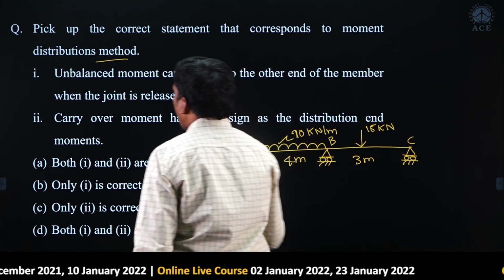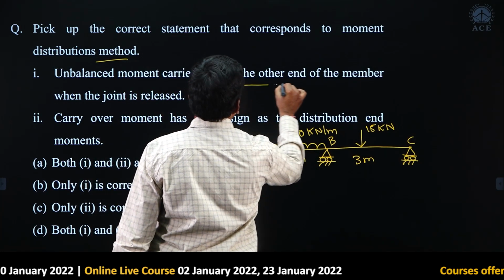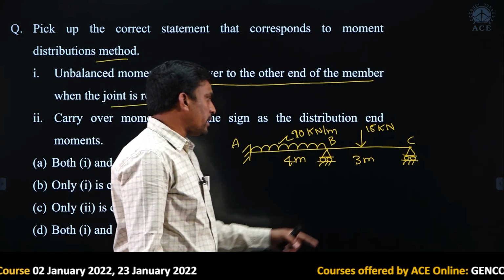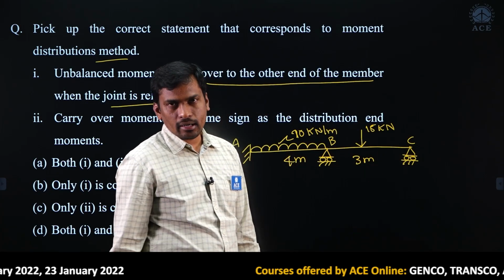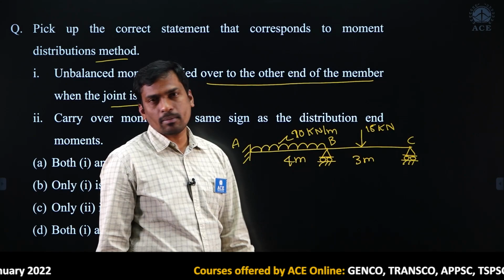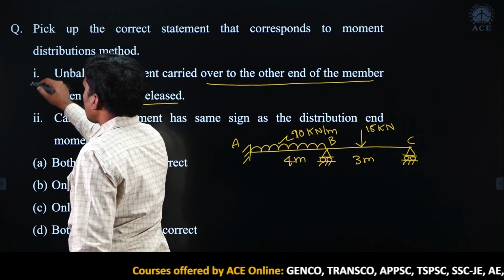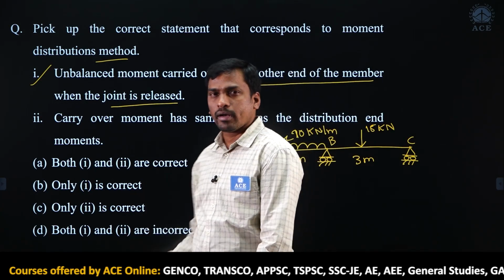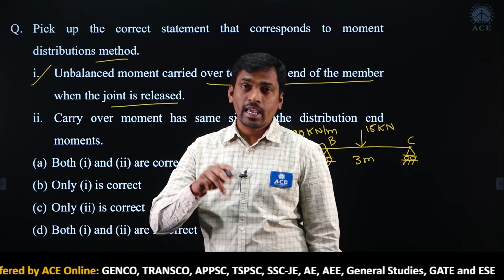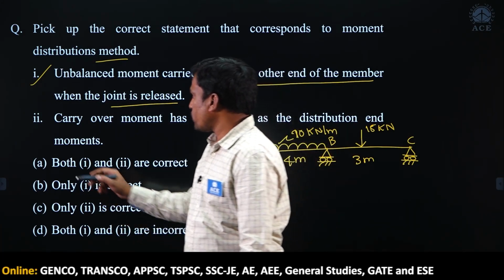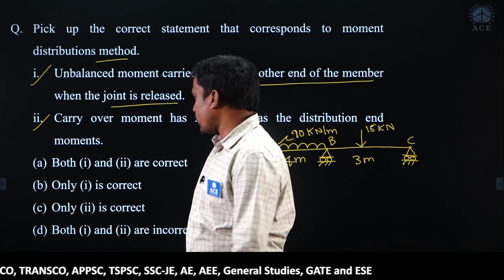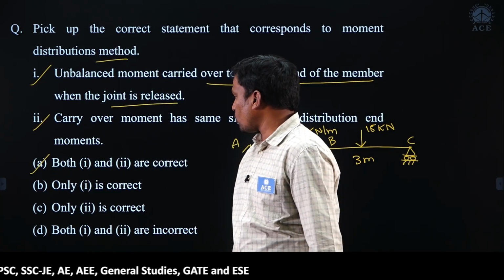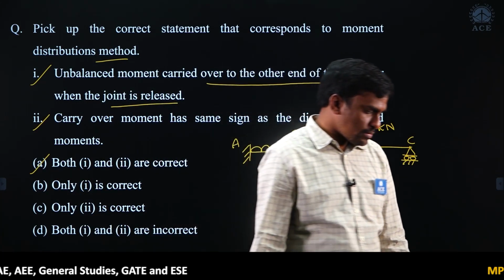So the unbalanced moment is carried over to the other end of the member when the joint is released. So this is correct. Then, the carry-over moment has the same sign as the distributed end moment. Yes, half of the moment will carry over in the same direction. So both 1 and 2 are correct, and your option A is correct. Note down, please.